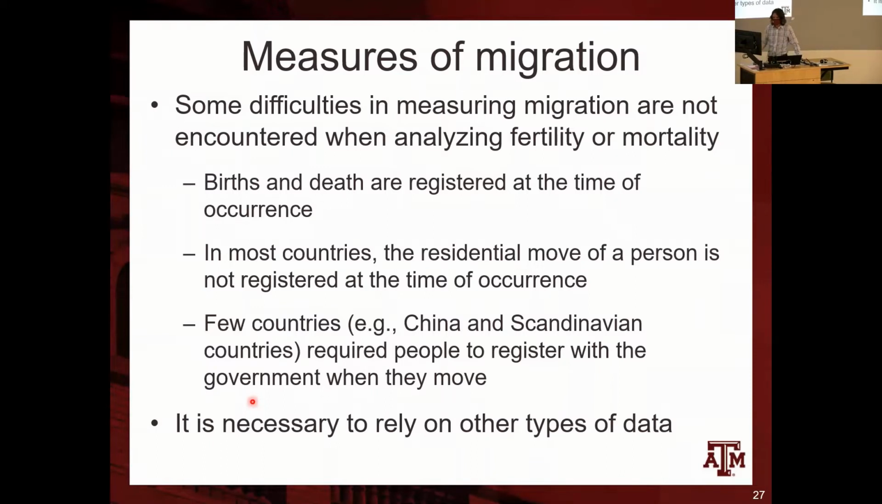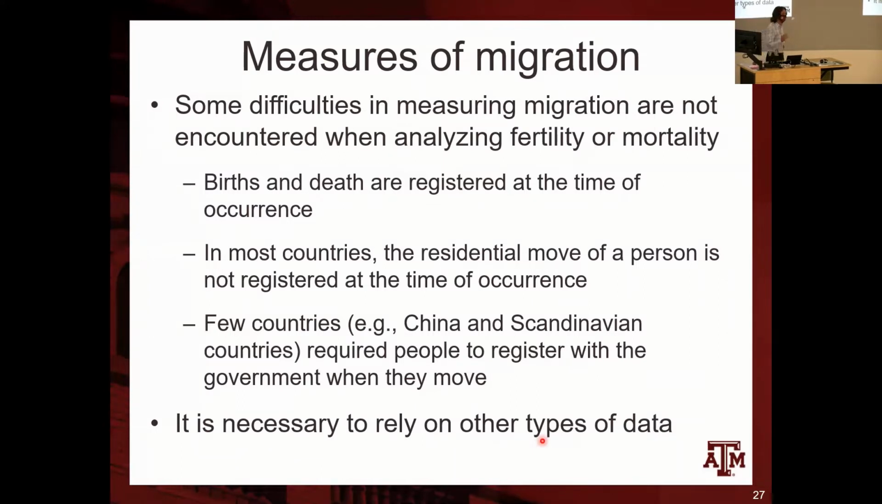So even in China, in which the government requires people to declare that they are moving within the country, a lot of people move within China without the approval from the government. So a lot of people are not being counted. It's just to show you that even for a country that has all this surveillance over its population, measuring migration is still not an easy task. So it is usually necessary to rely on other types of data.